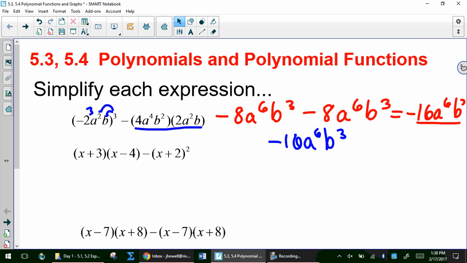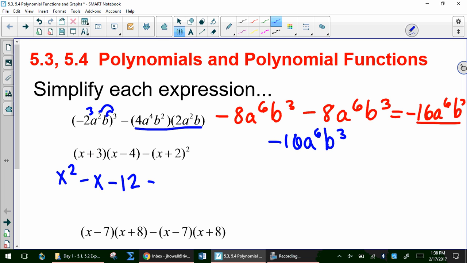Where do we go? Justin? Begin by multiplying x plus 3 times x minus 4, and you get x squared minus x minus 12. Good. And then you can write out the x plus 2 squared as x plus 2 times x plus 2. Good. So you get x squared plus 4x plus 4. And then you subtract that from your first answer, you get 3x minus 8.